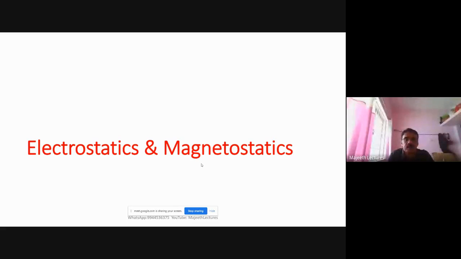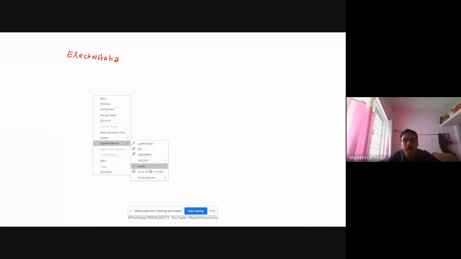Now we enter electrostatics and magnetostatics. This is what our subject is, right? So in that, what we have to study is what is electrostatics. I'll erase it and write it properly. Electrostatics. On the right hand side, we can go for magnetostatics. I simplify it and tell everything in the shortest way. So first, what is electrostatics? Electrostatics means the study of static charge.